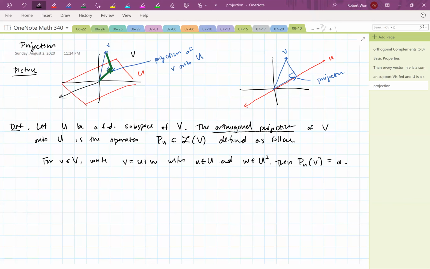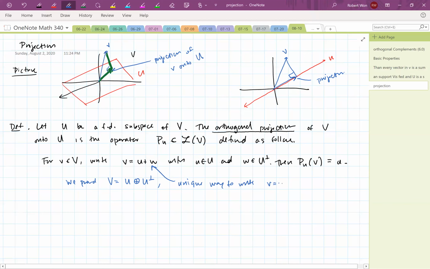Note that we proved that V is equal to the direct sum of U and U perp, which means there's a unique way to do this. There's only one way to do it, and so this function is well defined. If there were more than one way, you wouldn't know what the projection of v would be, because it depends on how you write v as the sum of something in U plus something in U perp. But since it's a direct sum, there's only one way to do it. Therefore, I'm picking out a unique vector to be the projection of v onto U.